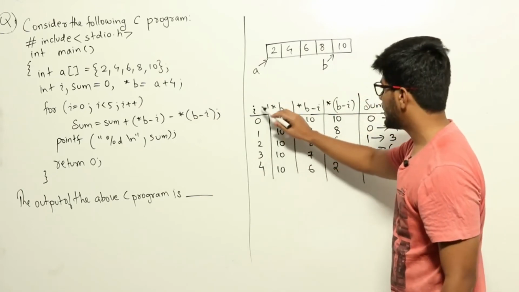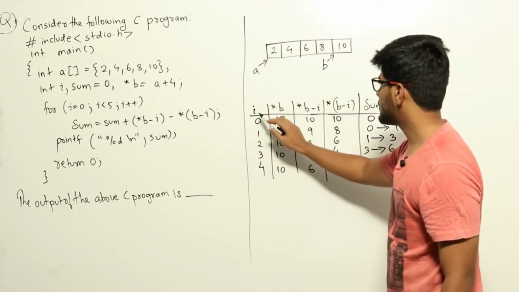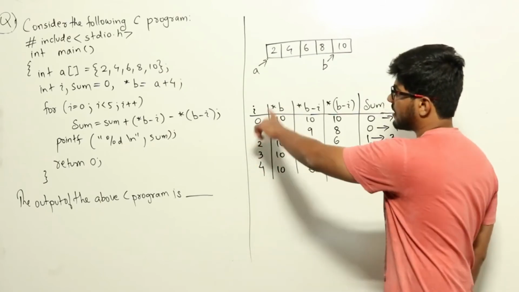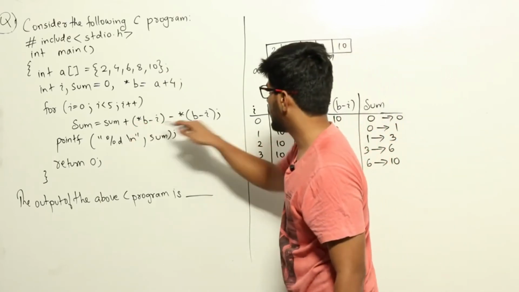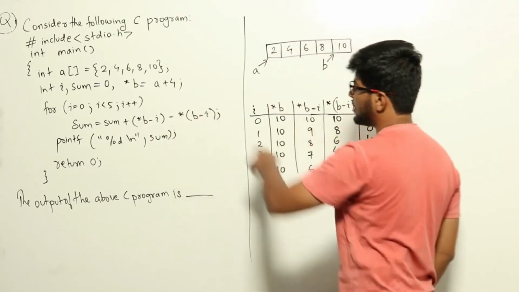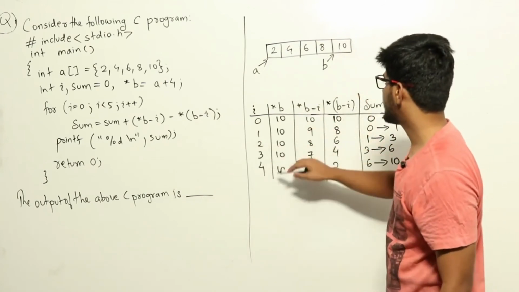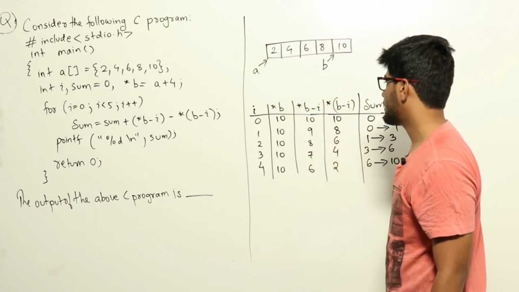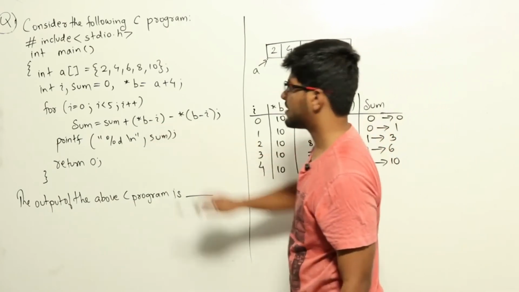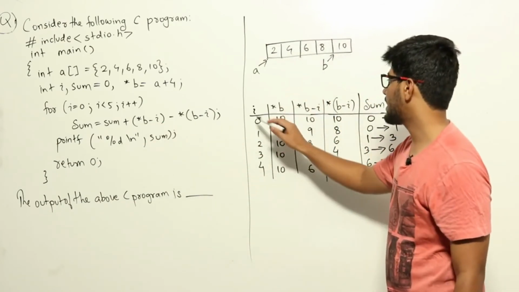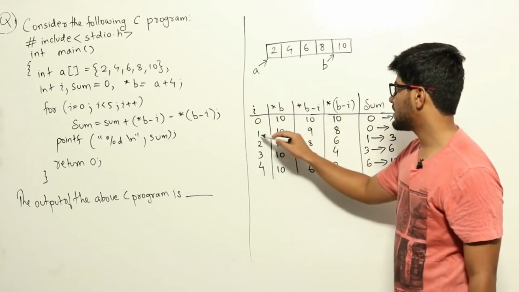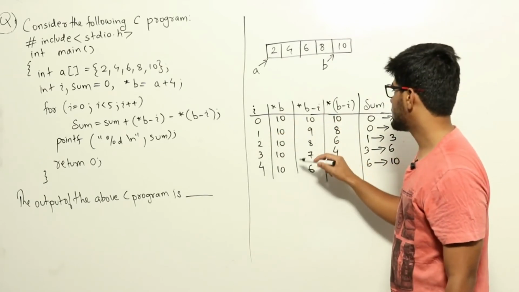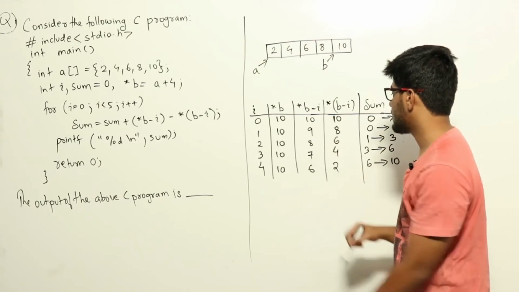Here I have written a table. I changes from 0, 1, 2, 3, 4. In that case, star of B, no way we are modifying the pointer B, which means star of B will always be returning what is stored here, that is 10. Star of B will always be returning 10. Now star of B minus I will be returning, initially I is 0, so that will be 10. When I is 1, it will be 10 minus 1, 9. Similarly, it will be 8 here, 7 here and 6 here.